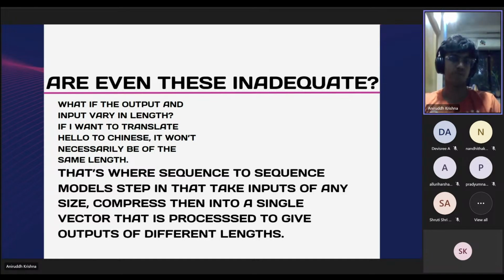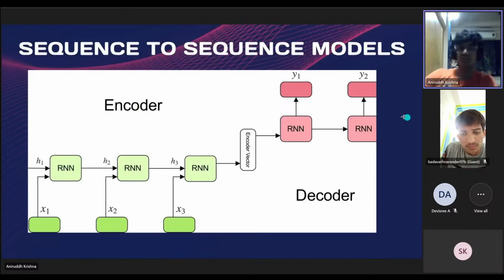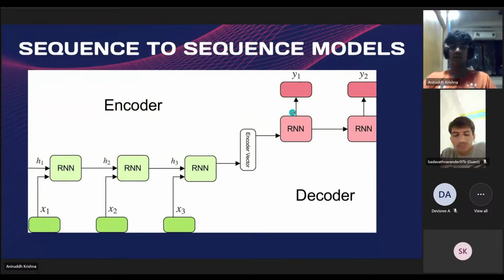So if I just give it hello, it won't know that in Chinese it's 2 words, and it would just fail to perform. So that's where we come across sequence-to-sequence models, that take inputs of any size and then compress them into a single vector. It takes all information of all sizes, finally compresses them into one single vector, and this is given to another model which decodes this, and then it gives us outputs of varying lengths. So I'll just go very briefly over this. The sequence-to-sequence models are basically about encoders and decoders.